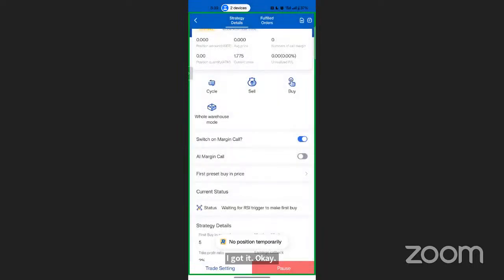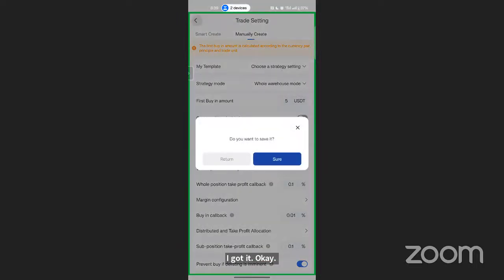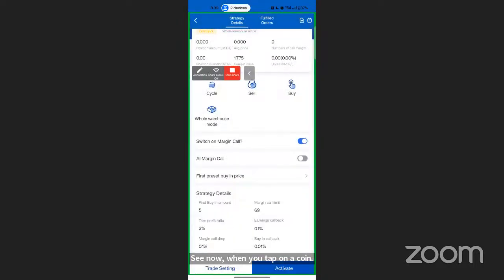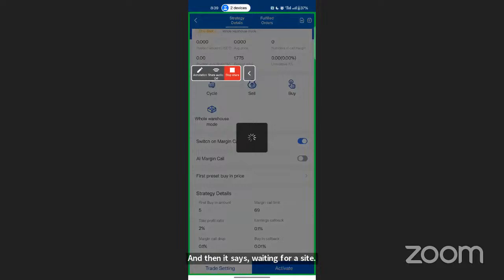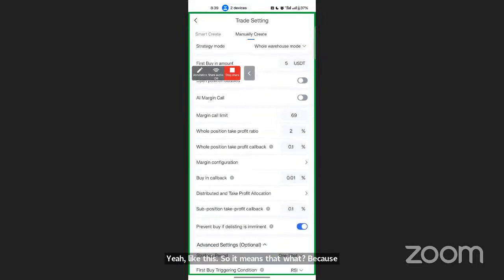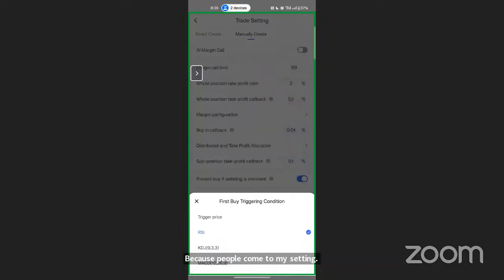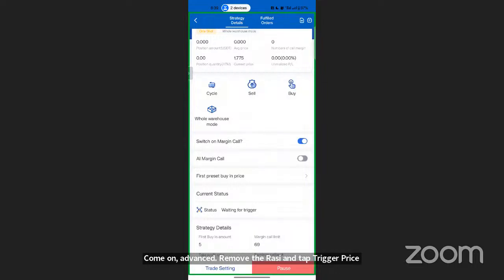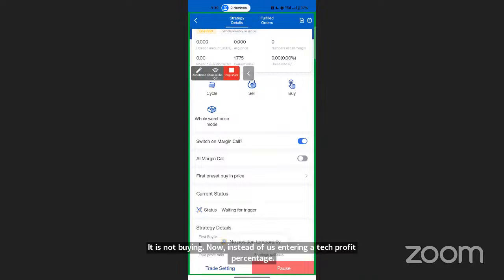But it will not buy now. See, when you tap on a coin and it says waiting for RSI, it means that people come to my chart, tap here on trade setting, come here on advanced, remove the RSI and tap trigger price. Then you say, don't get annoyed. It is not buying it. Now, instead of entering a take profit percentage, we are going to put in a price. We are going to tap here on sell.